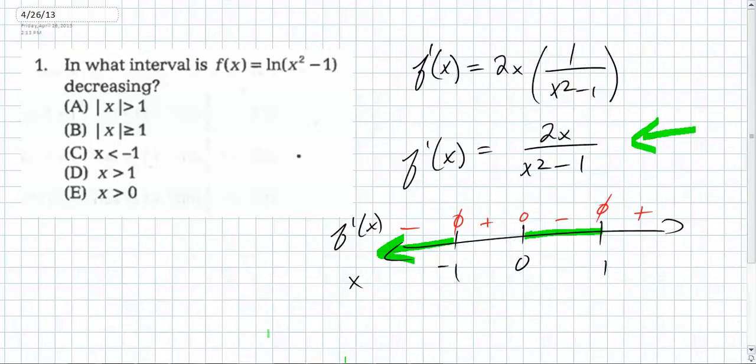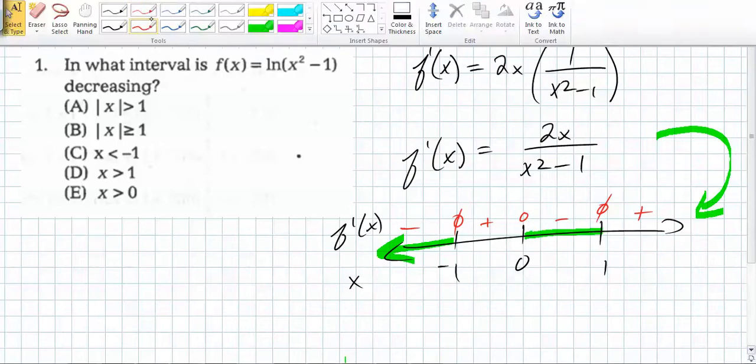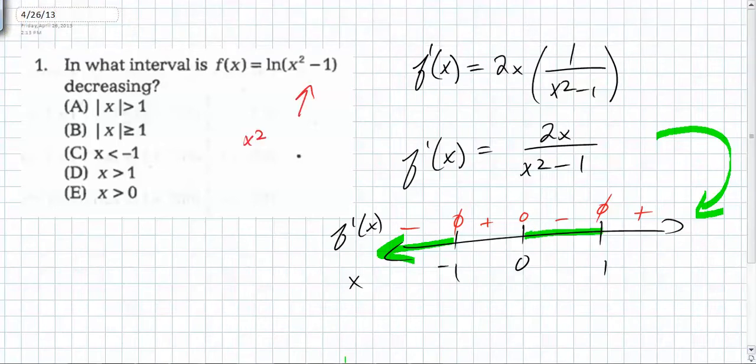So if this analysis is correct, that means we did something wrong above. What did we do wrong? It's this right here: x squared minus 1 has to be greater than 0. Can you take the natural log of 0? No, you can't. E to what power is 0? Doesn't happen, right? So it has to be greater than 0.